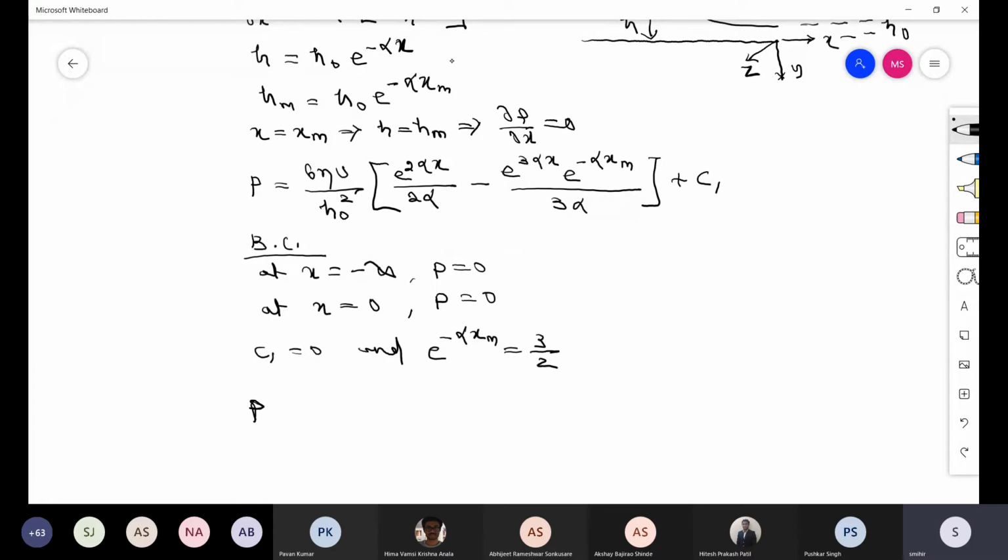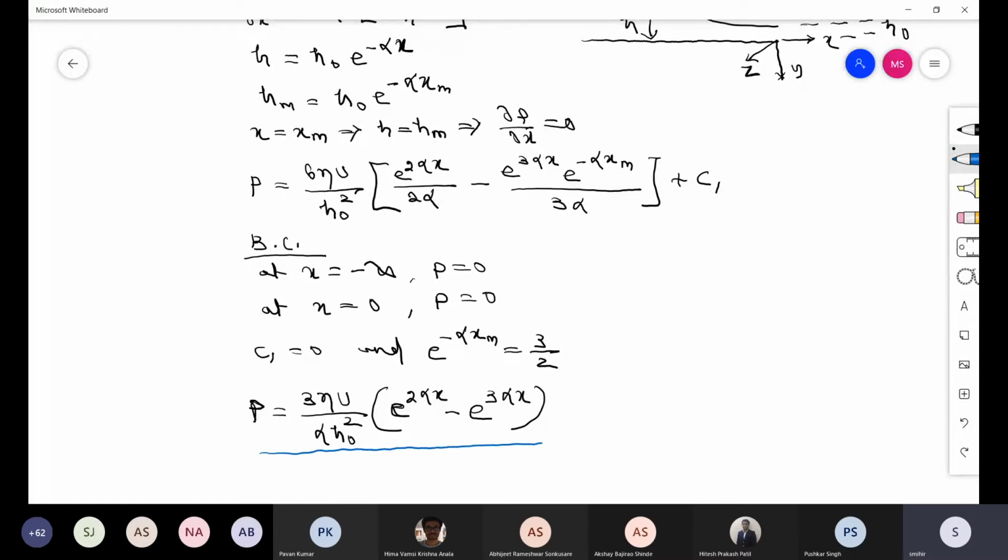P equal to 3 eta u upon alpha H0 square, times e to the power 2 alpha x minus e to the power 3 alpha x. So this is the pressure expression that you will get for this exponential bearing.